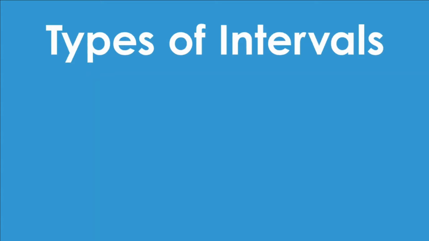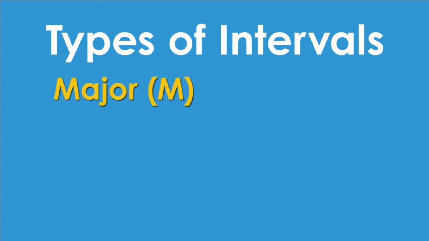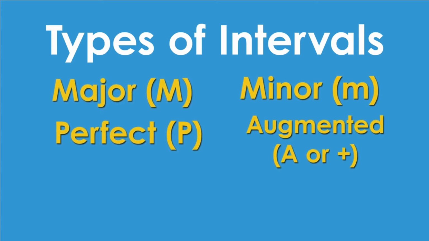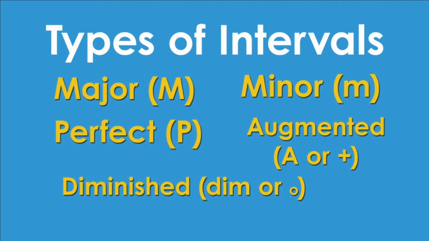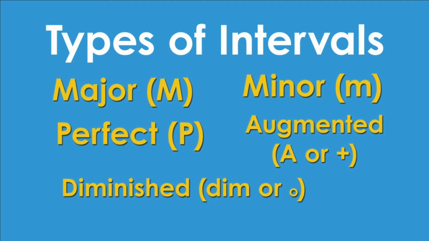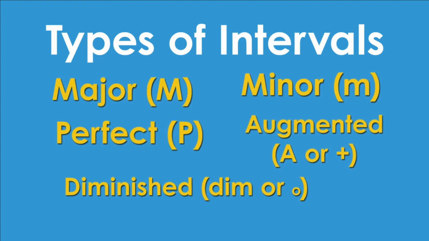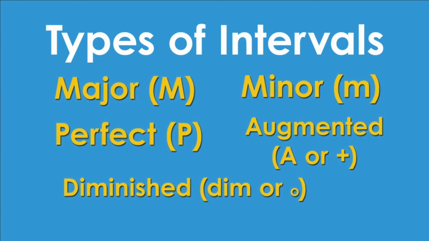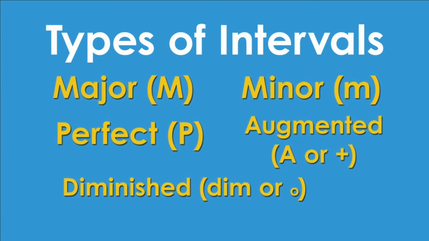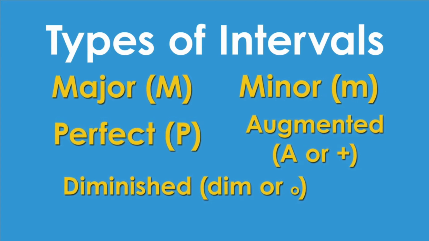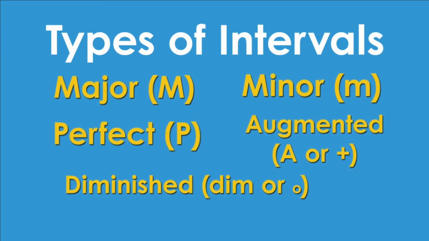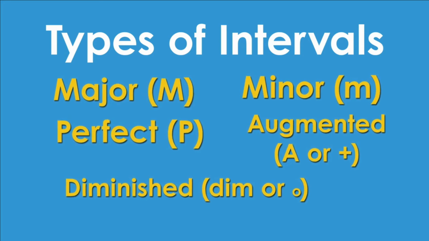The type of an interval can be described with a number of different names, including major, minor, perfect, augmented, and diminished. Notice that all of these names also have a shorthand. Major is a capital M, minor is a lowercase m, perfect is a capital P, augmented is a capital A or a plus sign, and diminished is shortened to dim or a small circle.